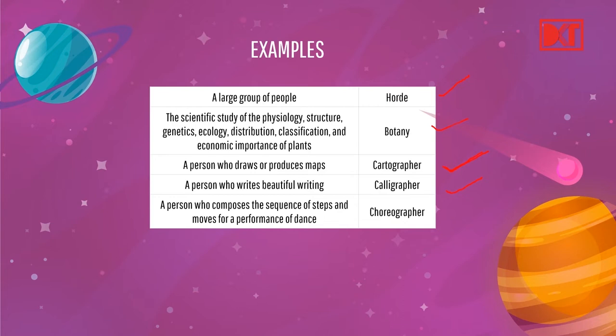Then we have a person who composes the sequence of steps and moves for the performance of a dance. That is a choreographer. And similarly, this art of composing the sequence of steps, moves for dance performances could be called choreography. See, now choreographer is a noun which is referring to a person. Choreography could be an art form, or it could be called basically a study of dance moves. Okay, so these are again a few examples of one word substitution.